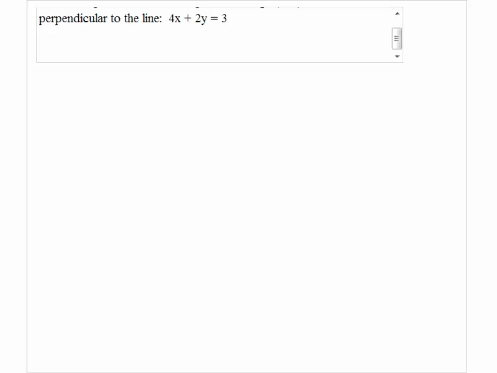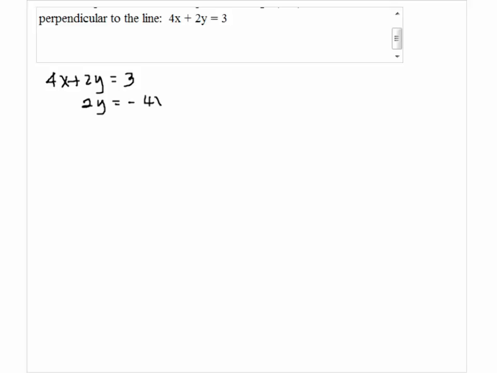Write an equation of the line that passes through (0, 2) and is perpendicular to the line 4x plus 2y equals 3. Notice that we were given a point which is (0, 2), which is also a y-intercept of the equation. So we'll have to find the slope of the line by solving 4x plus 2y equals 3 for y.